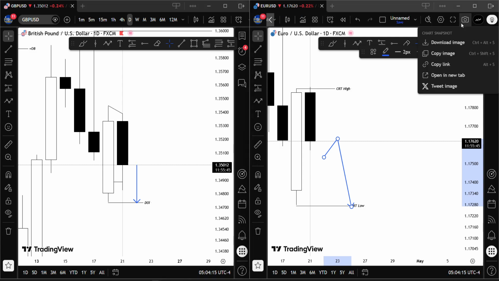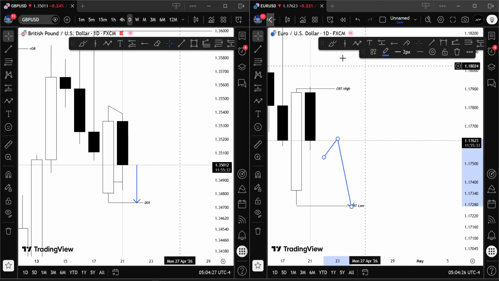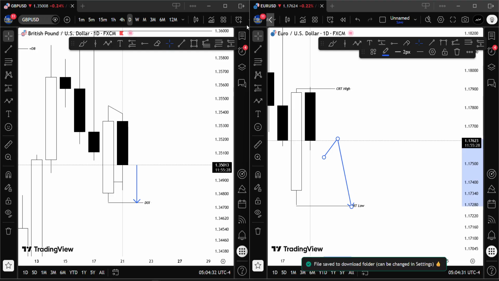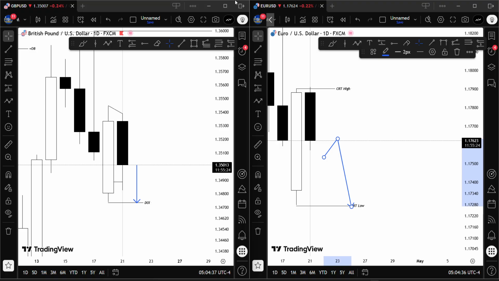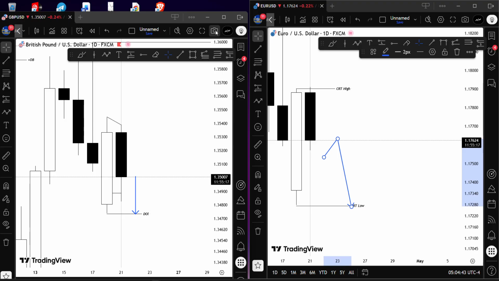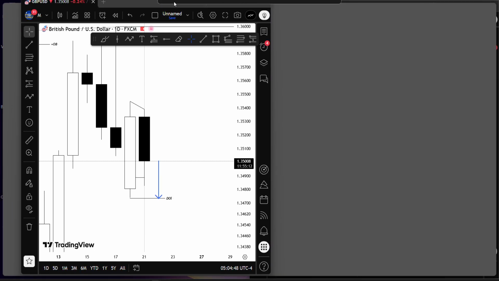So let me just take a picture. Okay. Download image, and also download image. Okay. That is done.